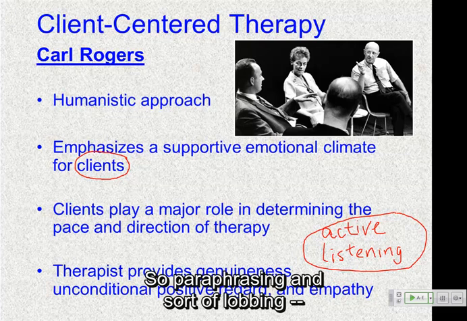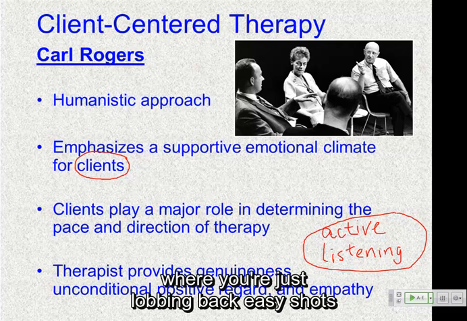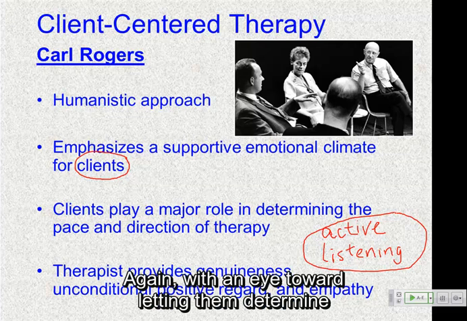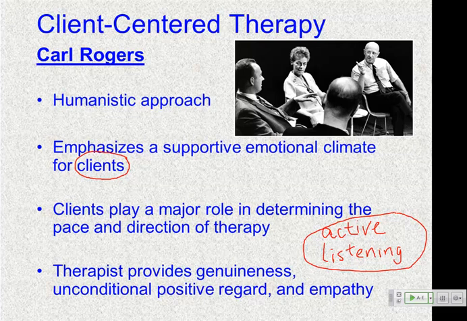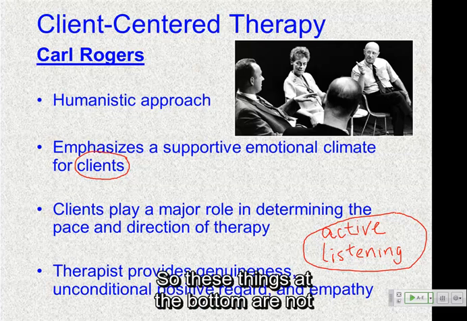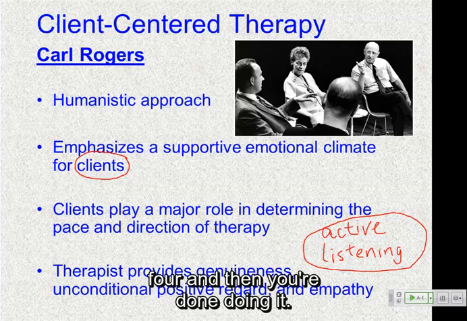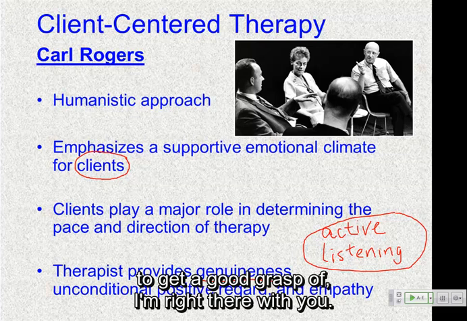So paraphrasing and sort of lobbing. I'm picturing tennis, where you're just lobbing back easy shots for the other person to return. Again, with an eye towards letting them determine where we're going to go and how quickly we're going to get there. So these things down the bottom are not like, here's the technique and you do 1, 2, 3, 4 and then you're done. They're much more slippery. I can tell you what each is, but if it feels a little more difficult to get a good grasp of, I'm right there with you.